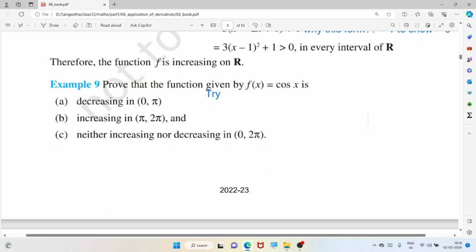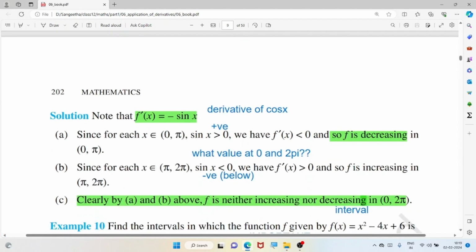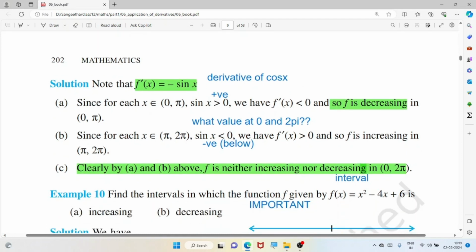Here f of x is cos x, so that is why I said first you should know how to differentiate functions. Cos x, after differentiation, what will come? Minus sin x. So f dash of x is minus sin x. The derivative of cos x is minus sin x. That is why you should know differentiation.